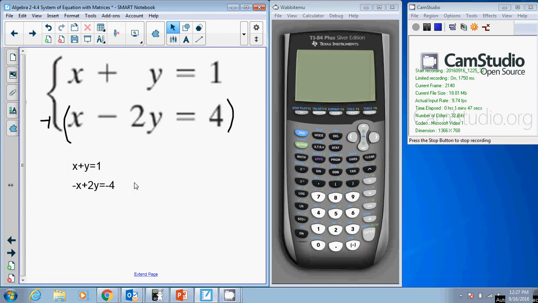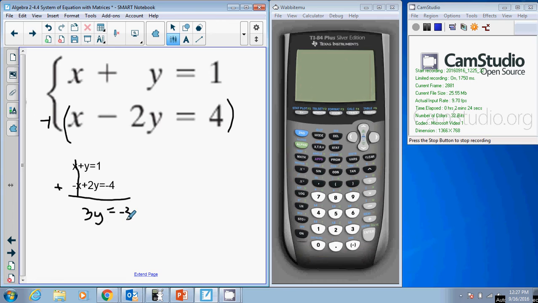Once I have my two equations and I have opposite coefficients for one of the variables, all I have to do is add the two equations together. So x plus -x is 0. Those cancel out. They eliminate. That's the whole point of elimination, you want one of the variables to eliminate. And then y plus 2y gives me 3y. And then 1 plus -4 is -3.